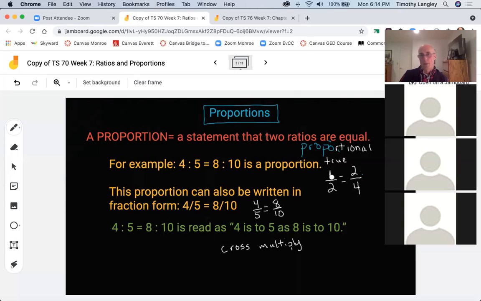My simpler example, 1/2 and 2/4. If I cross multiply, I get 2 times 2 is 4, 1 times 4 is 4. I got the same answer exactly. So these two ratios are a true proportion, they're proportional to each other.